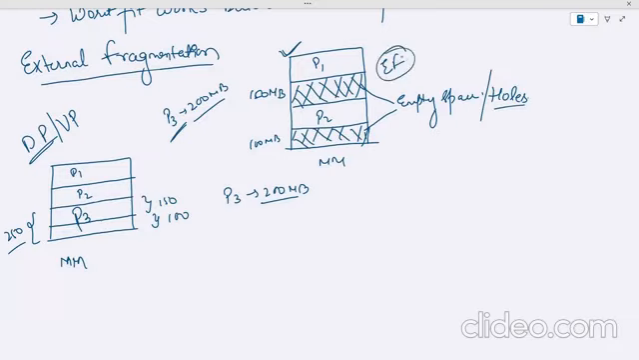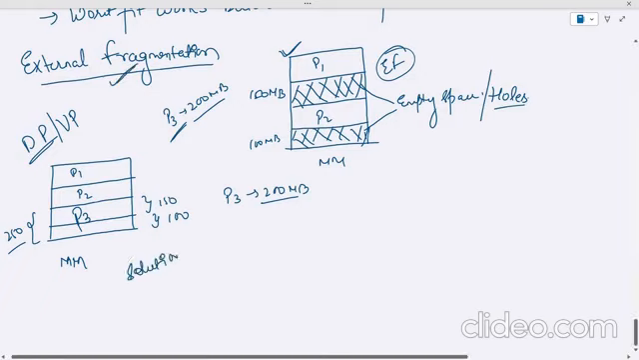The solution of external fragmentation is, if by any chance we set aside the already occupied space and the free space together, then we can use that free space and overcome this external fragmentation. Okay, so I hope you understand external fragmentation and its solution. Now, this solution is called compaction.